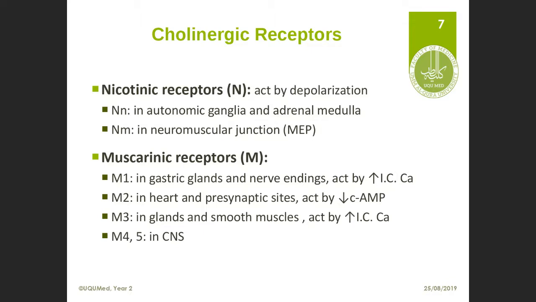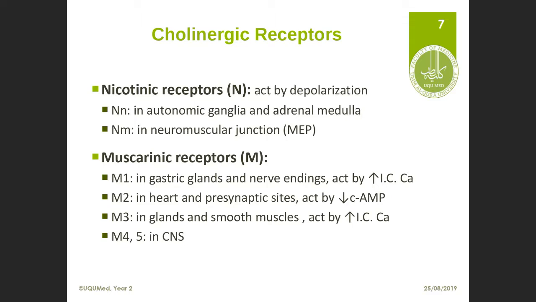M2 receptors are present in the heart and in the presynaptic sites, and they act by decreasing cyclic AMP. M2 receptors cause bradycardia. When our parasympathetic system is activated, there is lower production of cyclic AMP, and this causes the activation of M2 receptors to produce bradycardia in our heart.